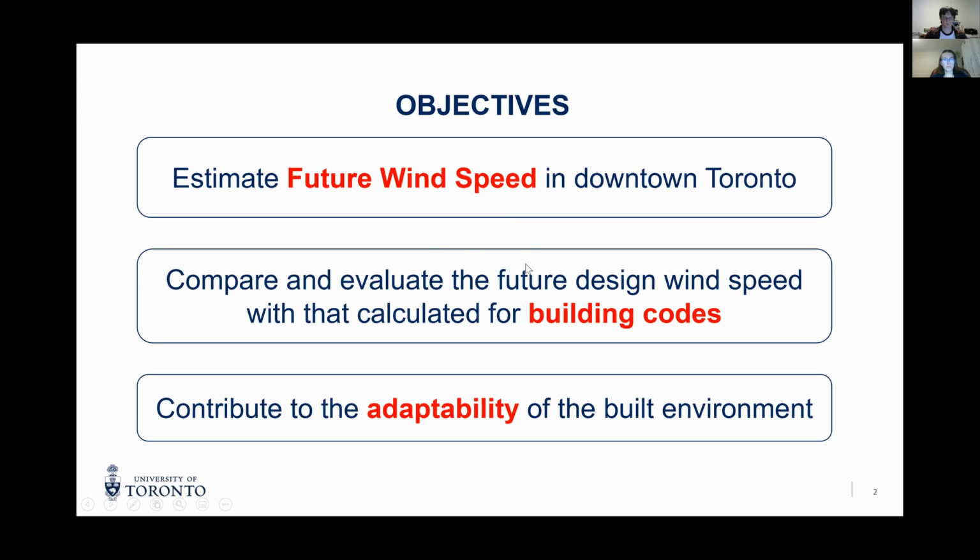So the objectives of my research are to estimate future wind speed in downtown Toronto, and then compare and evaluate the future wind speed with what's calculated from the building code, and then see what the adaptability of the built environment is.